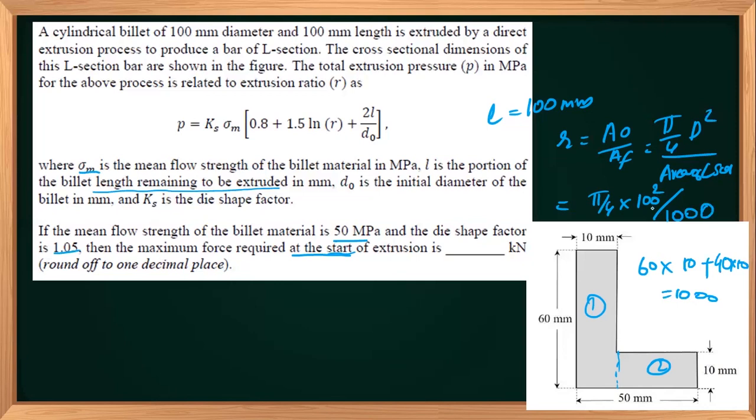So here it will be 10,000. So 10 pi by 4 is what I get simply. So 10 into pi divided by 4, that is 7.8.